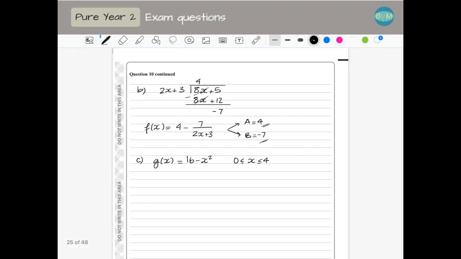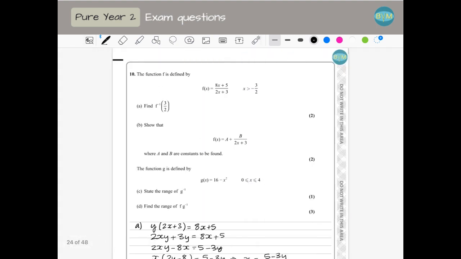So remember, range of g minus 1 is the domain of g. And the domain of g is where it's defined, so it is this value here. So the range of g minus 1 is x between 0 and 4. Yeah? So that would be the range.